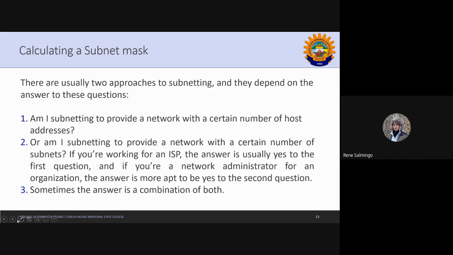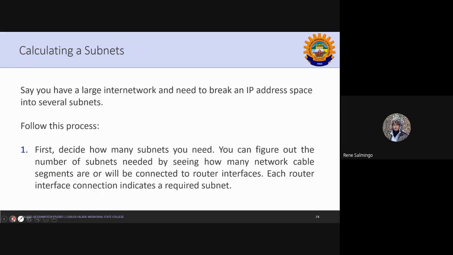So the next step is to calculate subnets. First, we need to decide how many subnets you need. So you can figure out the number of subnets by seeing how many network cable segments will be connected to the router interfaces. So each router connection indicates the required subnets. So this is more on the application on the physical or on the laboratory.